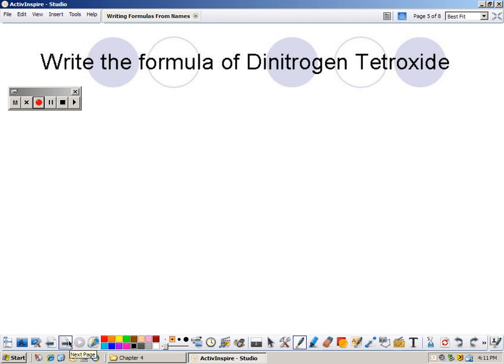Dinitrogen tetroxide. Now this one is a little different. Based on the first part of the name, you should see that this is nitrogen, dinitrogen. And then tetra, oxy, the root here is oxygen. So you have a formula with nitrogen and oxygen. You can see they're both nonmetals, so you should be thinking type 3, because type 3 has nonmetals only.